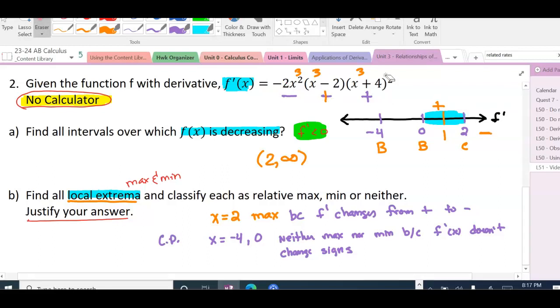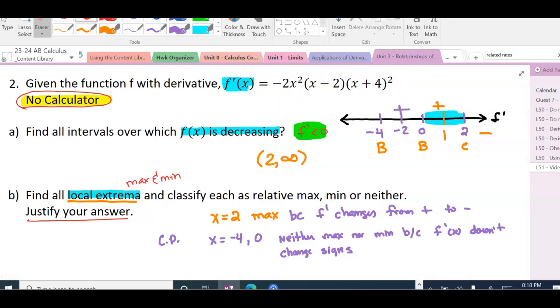Now let's test some other values. Test something between 0 and negative 4. Let's test negative 2. Negative 2, negative 2, negative 2. Well, we've still got a positive here. This is negative, and this is also negative. Negative times a negative times a positive is a positive. So that stays positive, and let's test one more.